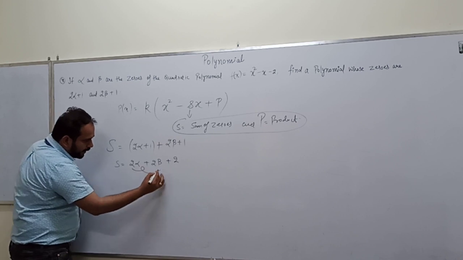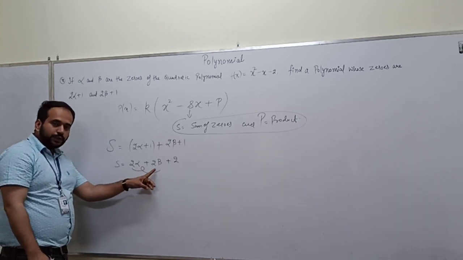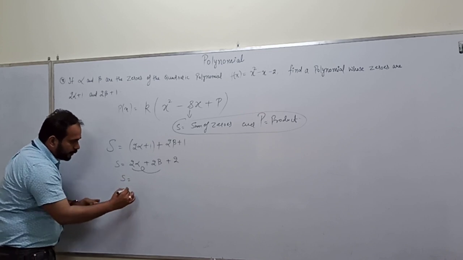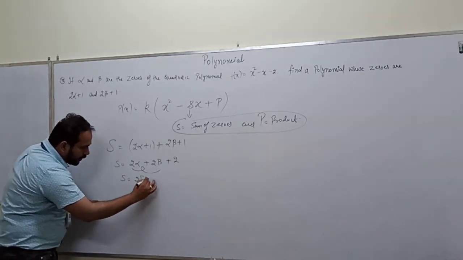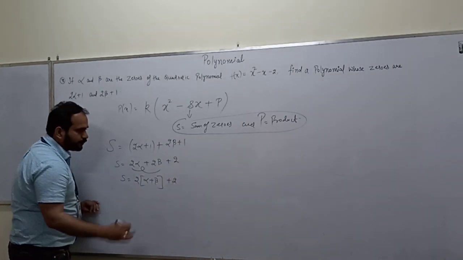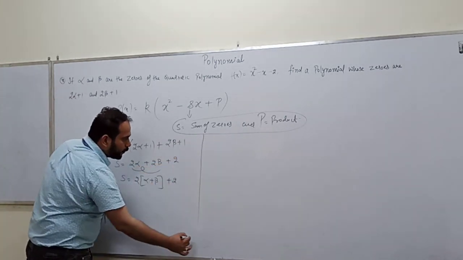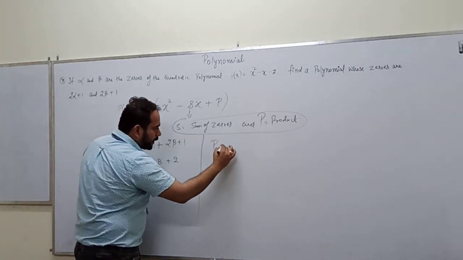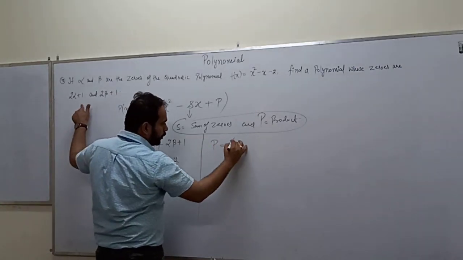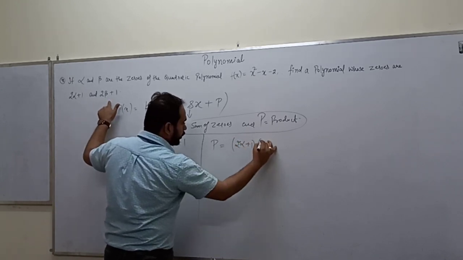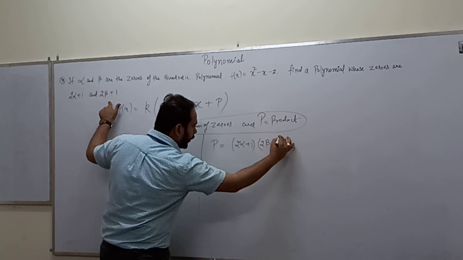If we see clearly, from 2 alpha plus 2 beta, I can take 2 common. It will become s is equal to 2 times alpha plus beta, plus 2. Similarly, I have to find out their product. Product means p will be equal to (2 alpha plus 1) into (2 beta plus 1).